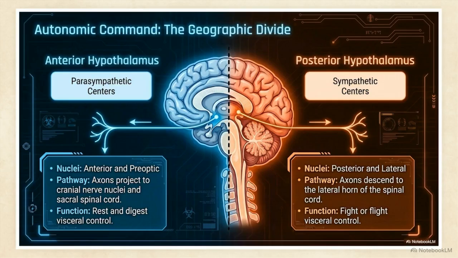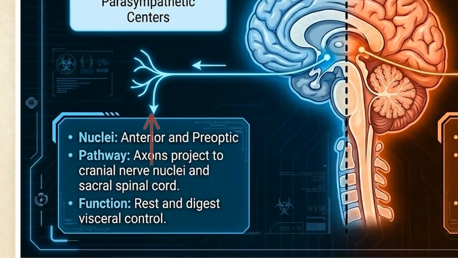The geographic divide of Autonomic Command becomes clear immediately. Anterior and preoptic regions project axons toward cranial nerve nuclei and the sacral spinal cord, driving parasympathetic output. Physiologically, this descending pathway dissipates heat, triggering effectors to initiate sweating and cutaneous vasodilation.